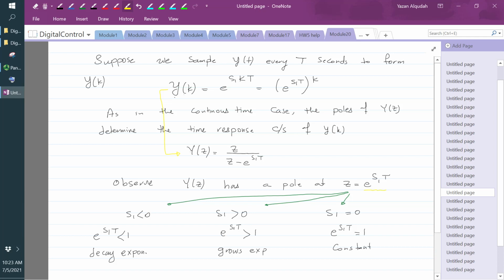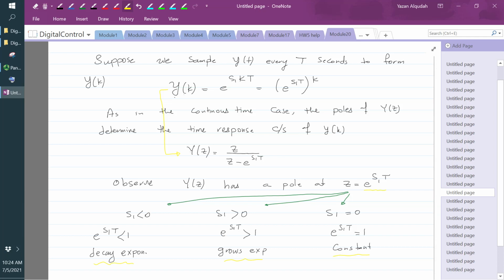Now, if I look at this Y(z), it has a pole at z equal to e to the s1 T. Similar to the continuous time case, if s1 is less than 0, I'm going to have e to the s1 T less than 1, and therefore this is going to be a decaying exponential. If s1 is greater than 0, e to the s1 T is going to be greater than 1. This will be a growing exponential. If s1 is equal to 0, then this is going to give me a constant response.